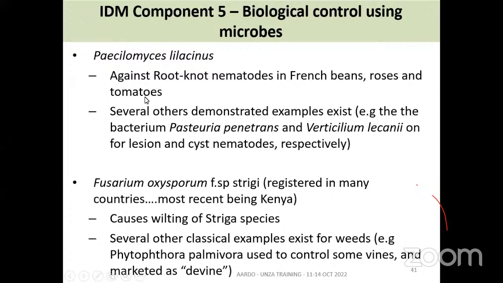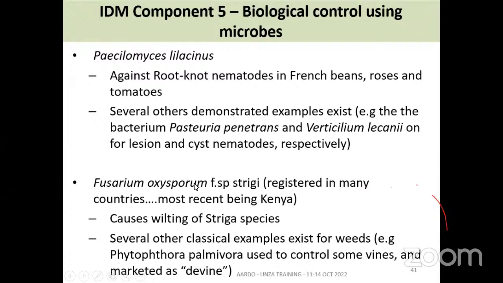And I think this would be a very good way, especially if you can get this Paecilomyces lilacinus, or the Verticillium lecanii, or the bacterium Pasteuria penetrans to establish in your countries, in your fields. It becomes a good method for the long term, and becomes a method that you can easily integrate with other systems.